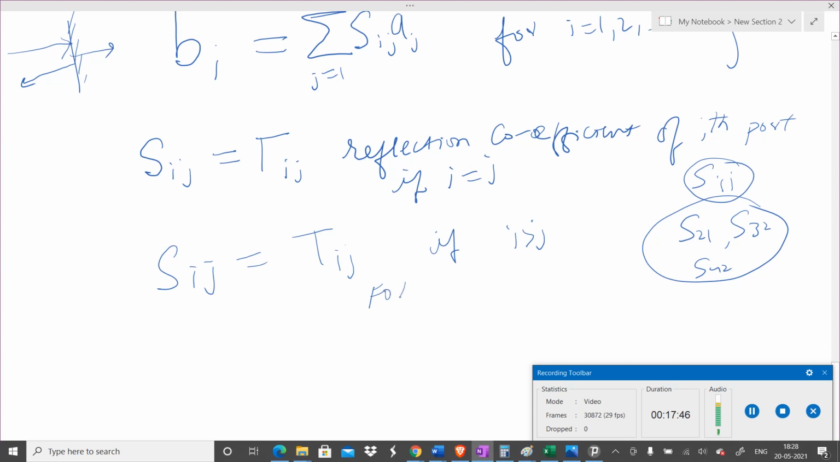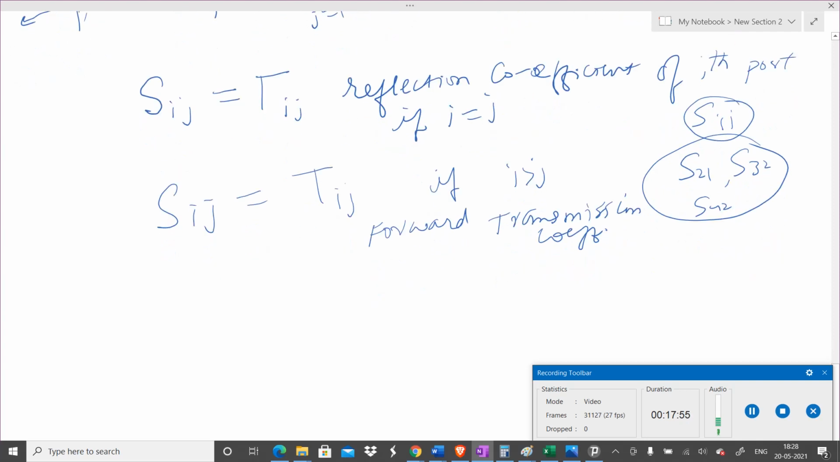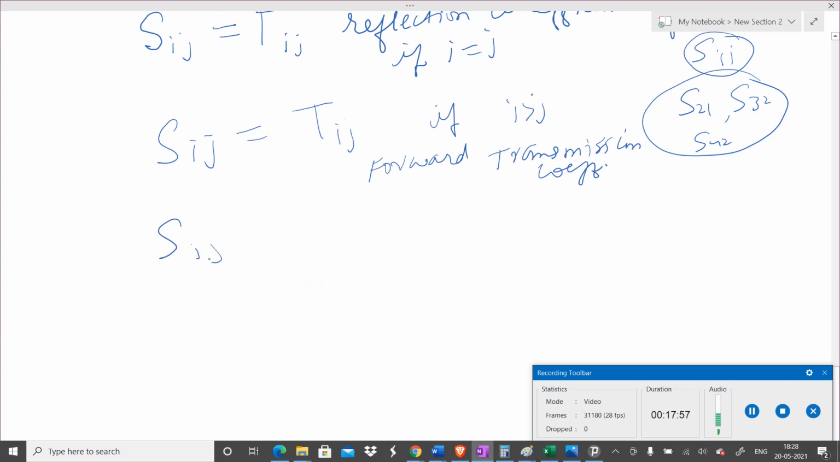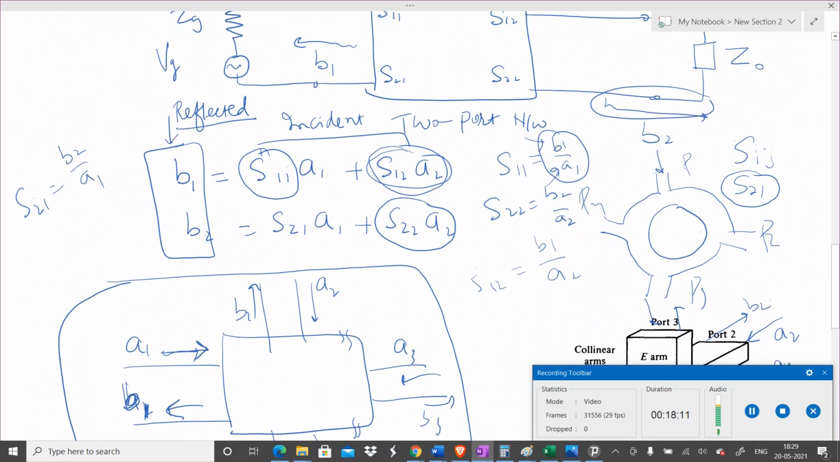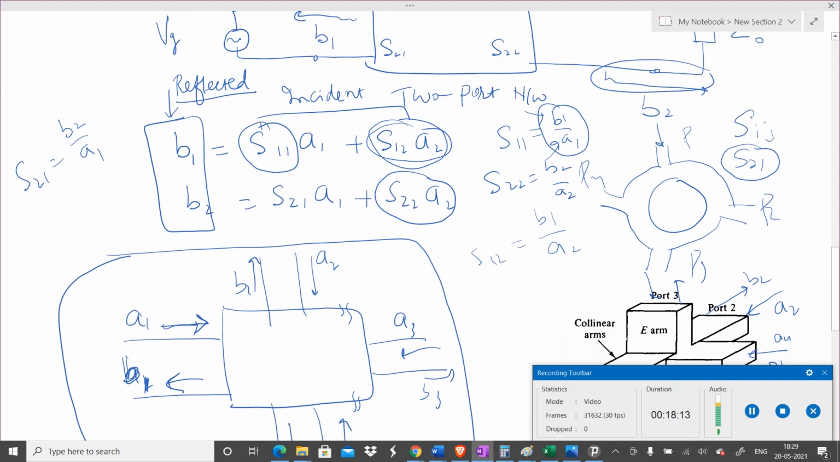So it is the forward transmission coefficient. And it can sometimes be a reverse transmission coefficient. Notation is the same, but the sign will be different. You will see it later on. If i is less than j, reverse, meaning come back to 2-port again. Suppose you take S12. It is related as B1 by A2.